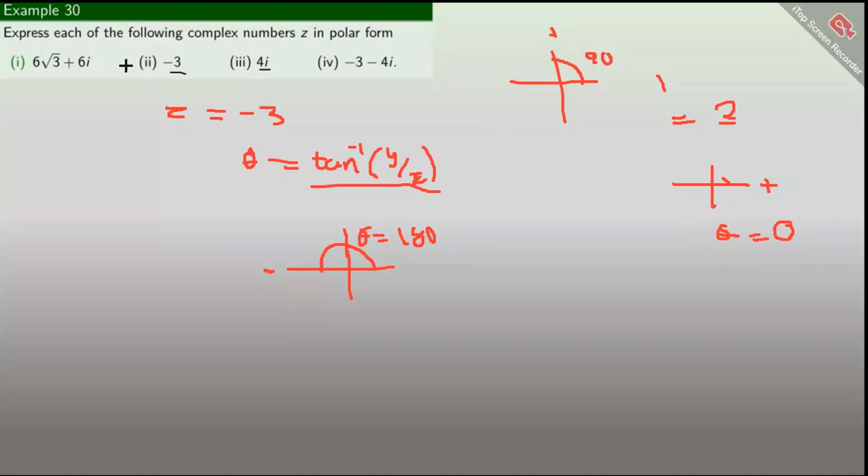Okay. What about the modulus? We are on example 2. The modulus is going to be just 3, because you're going to have 3 raised to the power 2 and 0 raised to the power 2. So you end up getting 3. And therefore, the polar form is going to be equal to 3 cos 180 plus i sine 180.